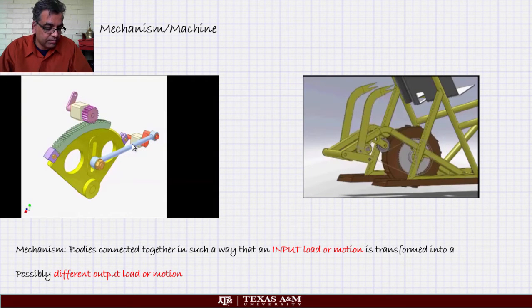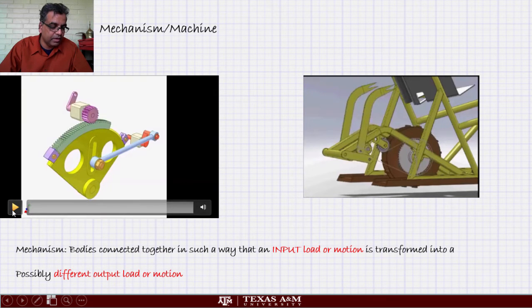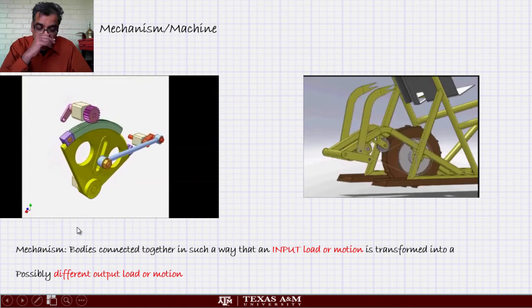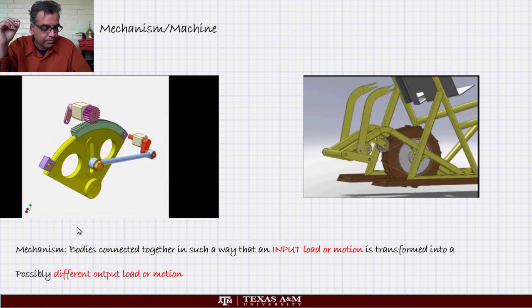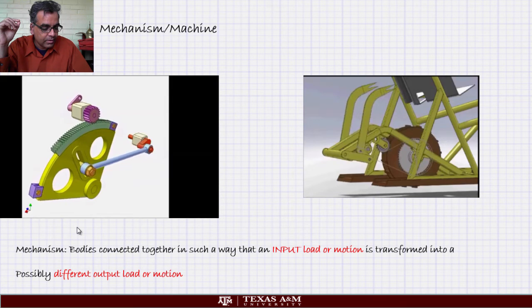Machines or mechanisms are bodies connected together in such a way that an input load or motion is transformed into a possibly different output load or motion. Usually these are pretty nice. So I'll show you a couple of different mechanisms. The first one is, notice, watch this for a second.